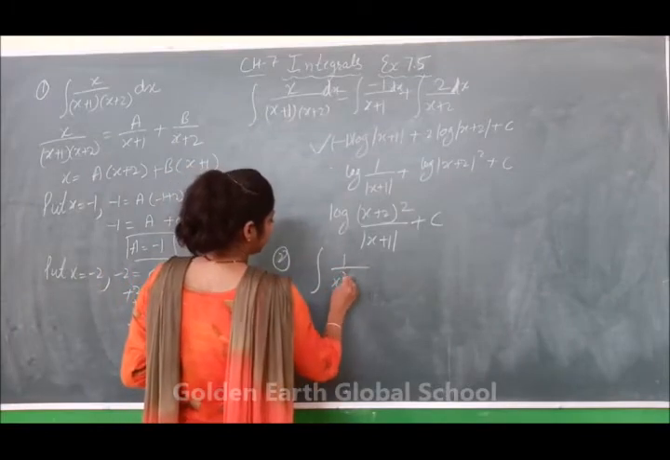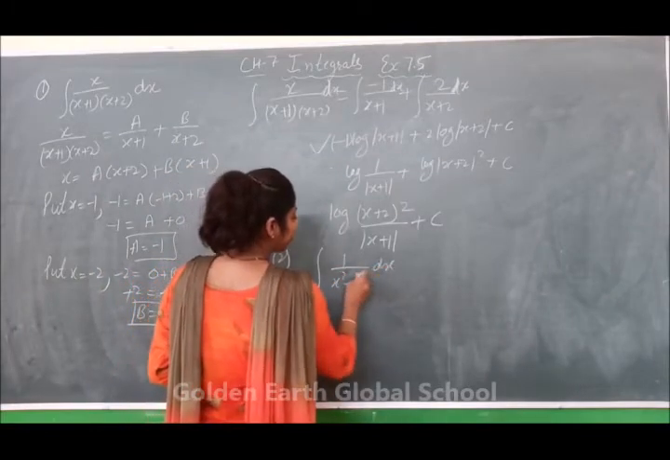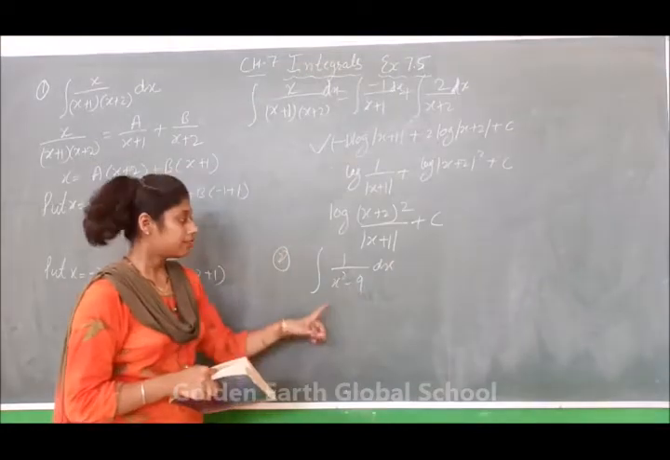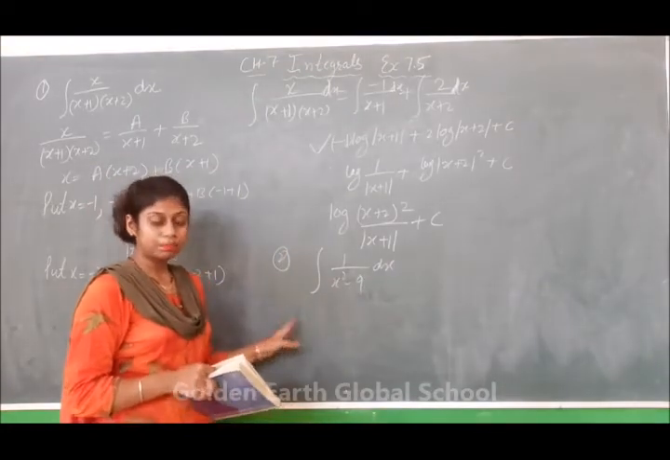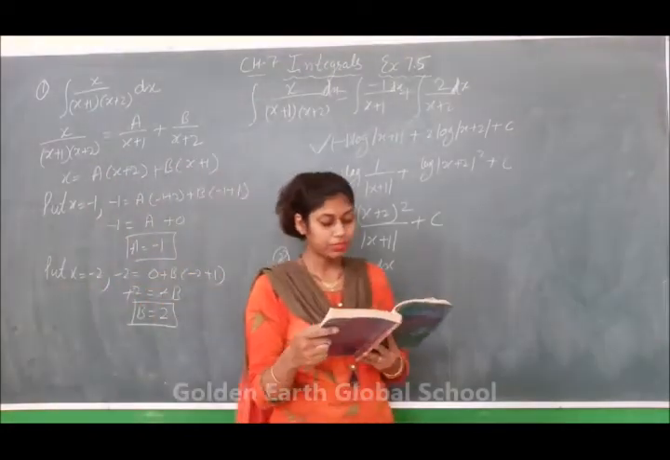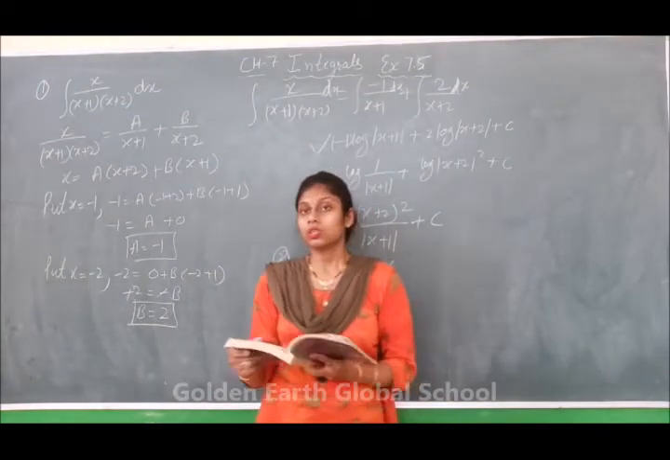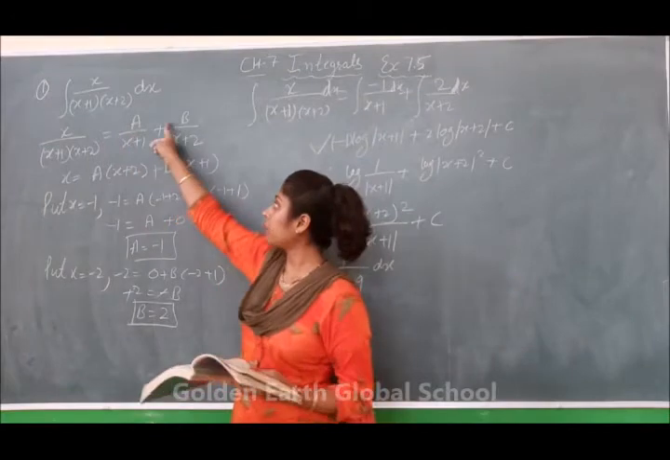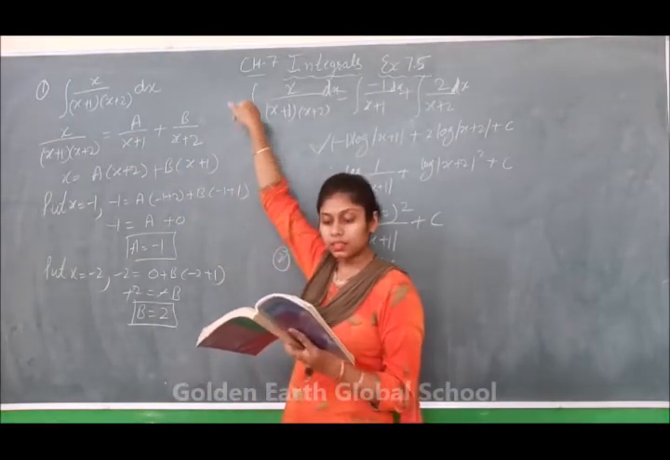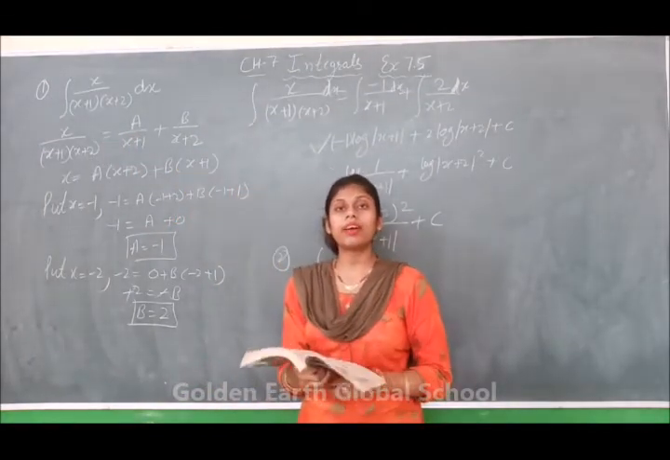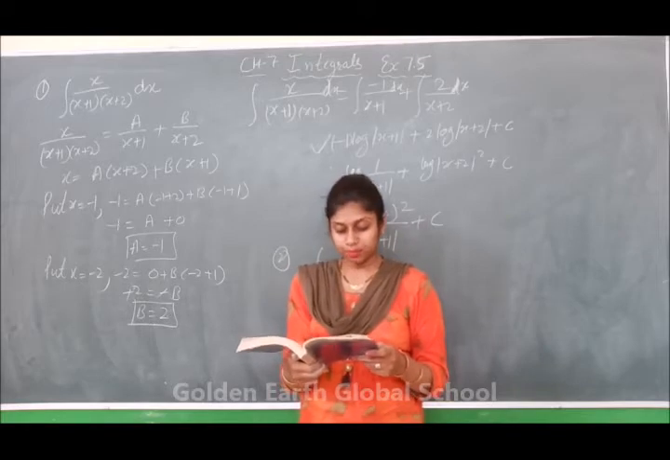Next, second question, 1 by x square minus 9. Here you can directly apply the standard result which we had done in the previous exercise. Clear? Next question number 3. In this there are 3 terms. So you have to write a plus b plus c, 3rd term here. Then you have to find the 3 variables.